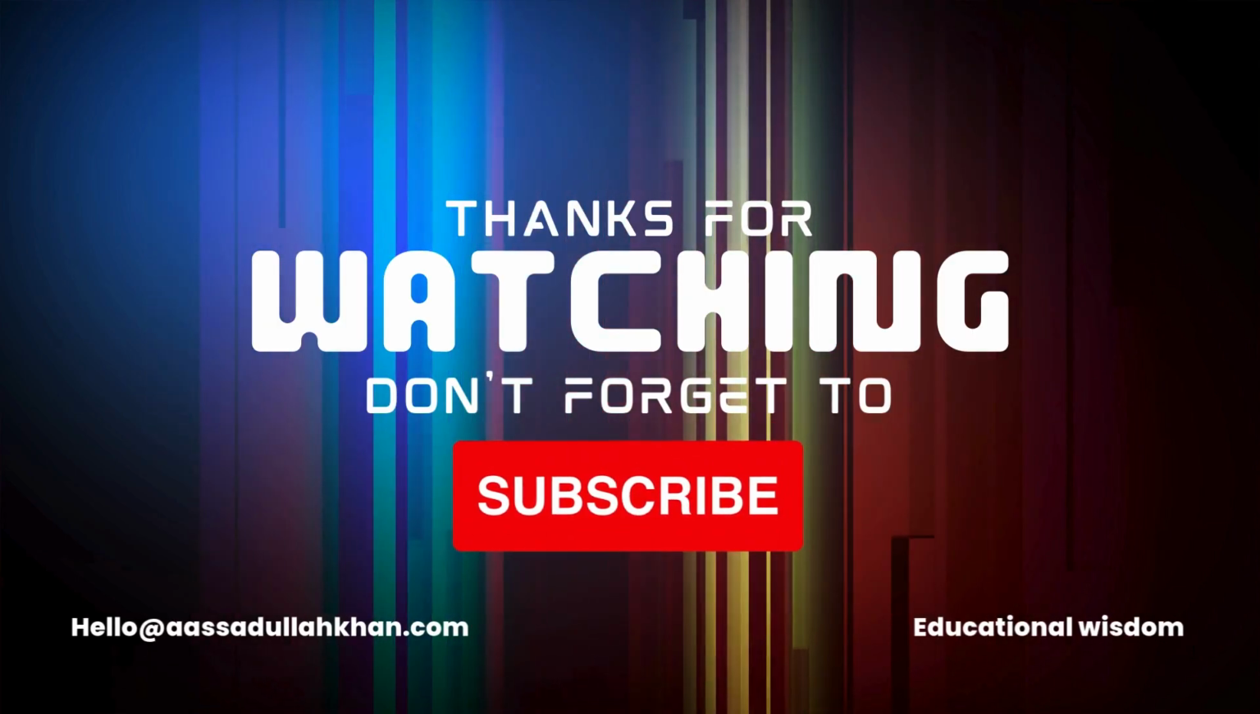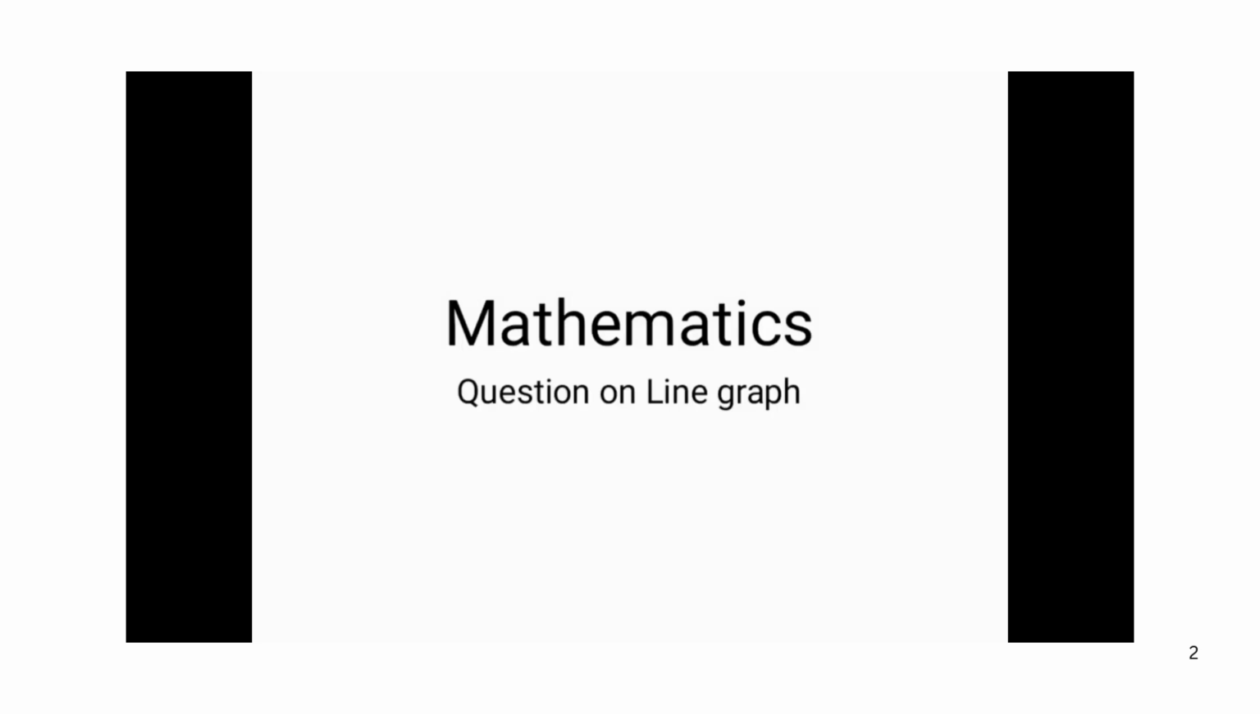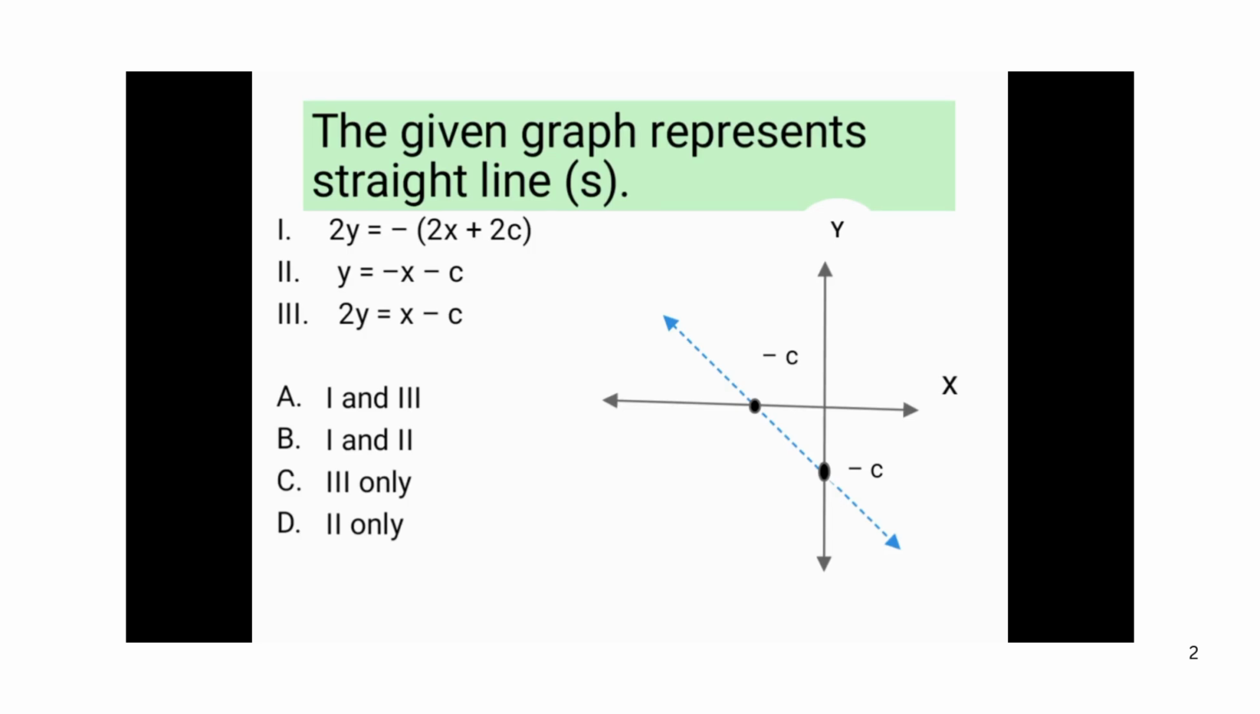Today we will discuss an important question on line graph. The given graph represents straight line S. 1. 2y equals minus 2x plus 2c. 2. y equals minus x minus c. 3. 2y equals x minus c. Option A: 1 and 3. Option B: 1 and 2. Option C: 3 only. Option D: 2 only.